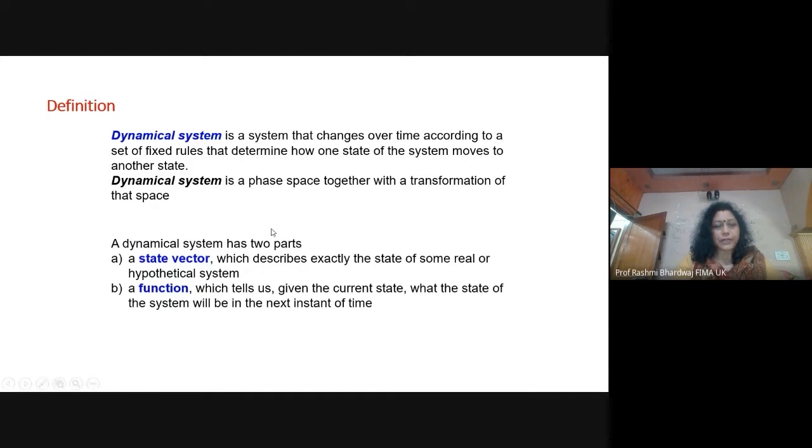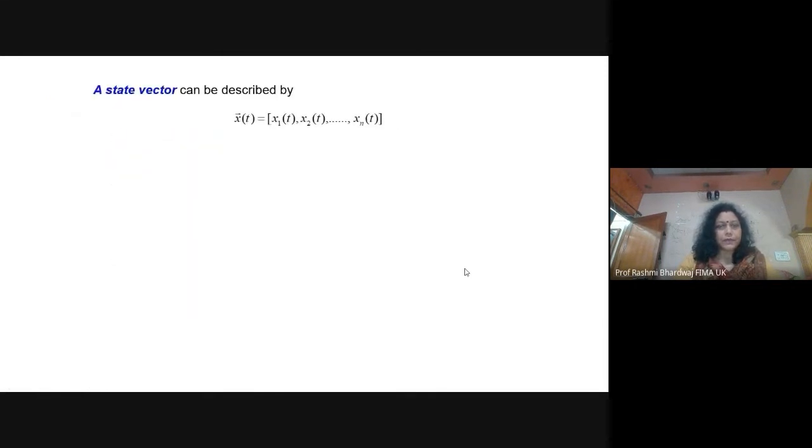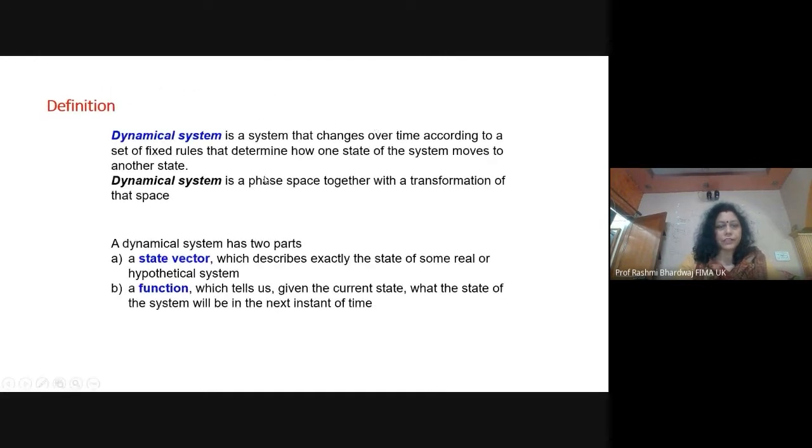So it has two parts. One is a state vector, another one is a function. A state vector is one which describes exactly the state of some real or hypothetical system, like this: x bar of t equals x1(t), x2(t), up to xn(t). So it is nothing but the different states. And the function tells us that, given the current state, what the state of the system will be in the next instant of time.